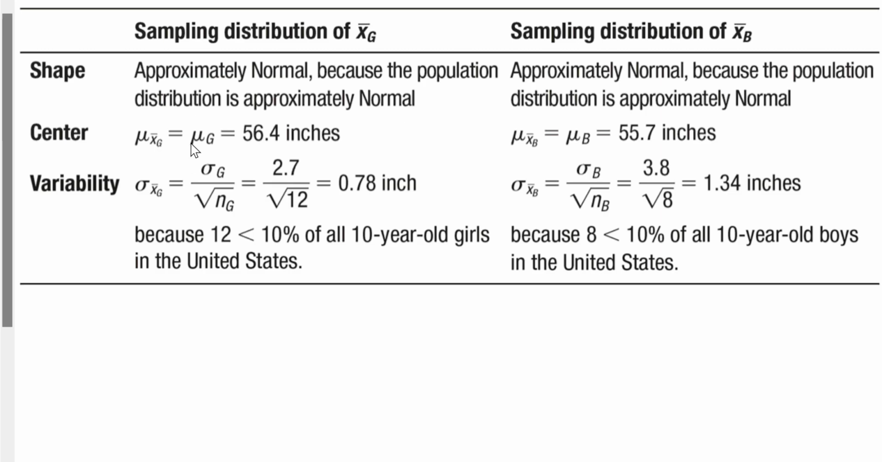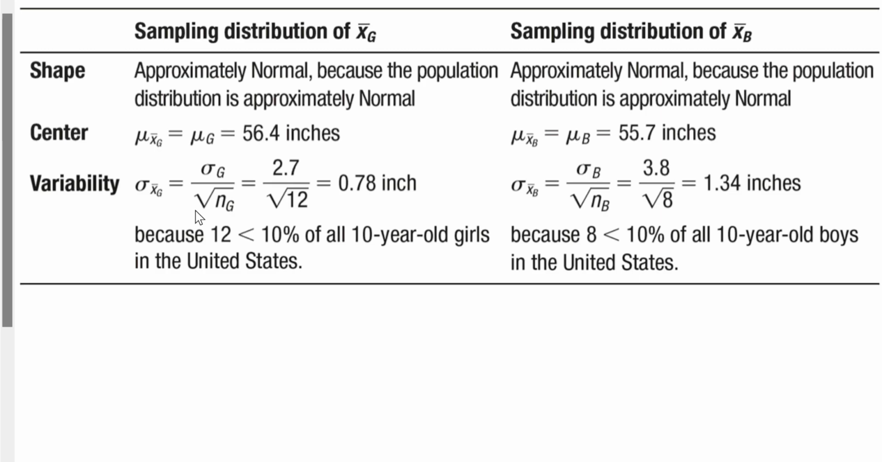Now the center for the girls is going to be the same as the population height, which is 56.4 inches, while the center for the boys is 55.7 inches. So at about 10 years old, girls are typically taller than boys. Now, standard deviation, it's not the same. It is going to be sigma divided by the square root of n, because we have this sample of 12 or 8. So that gives us, for girls, the variability was 0.78 inches, and for boys it was 1.34 inches.